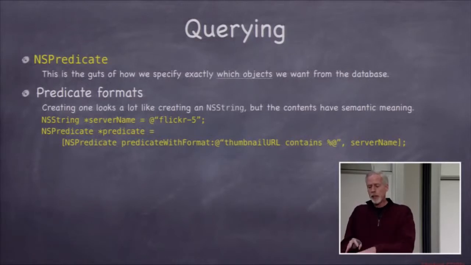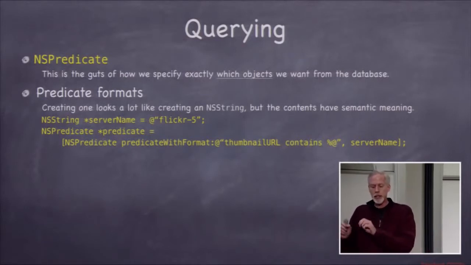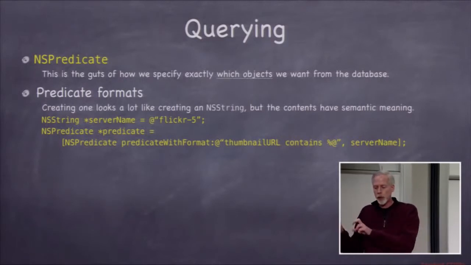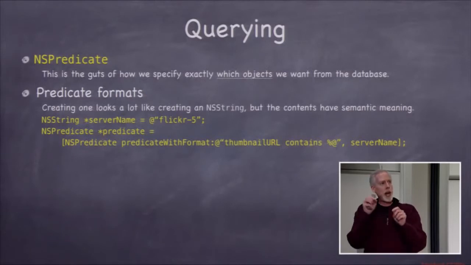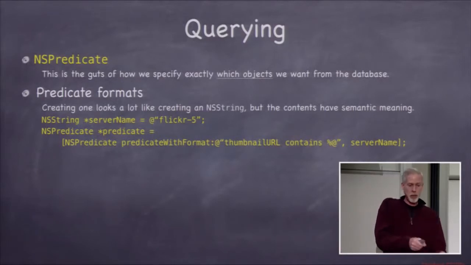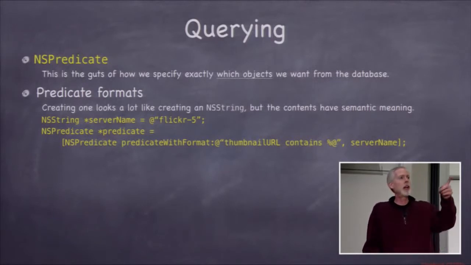The basic format allows you to do the %@ replacement just like you could with NSString. So here, for example, I'm looking for all the thumbnail URLs that come off of the Flickr 5 server. So I'm saying predicate is thumbnailURL contains Flickr 5. But I don't put the Flickr 5 right in there. I use %@ and it's an argument. So I can use %@ replacement. And I can replace not only the right side, what's contained, but I could replace the left side, like which property I want to search to see if it contains Flickr 5. Okay? And we'll talk about contains in a second, but question?